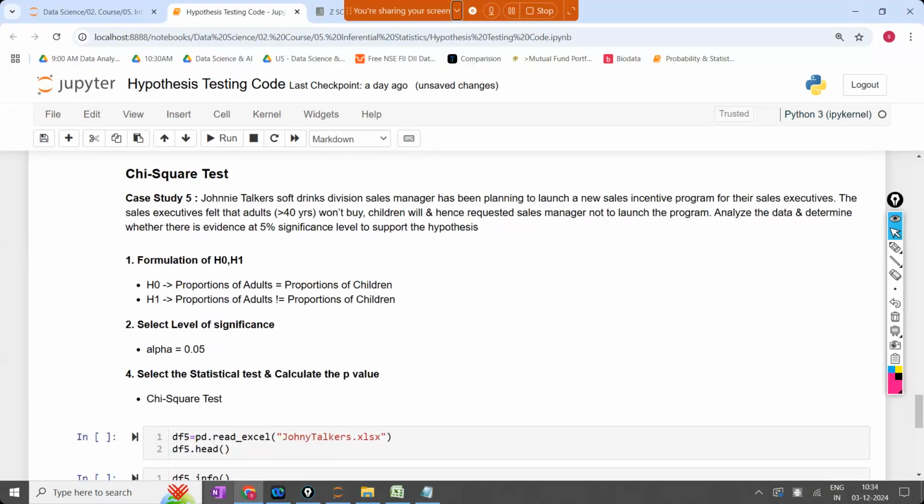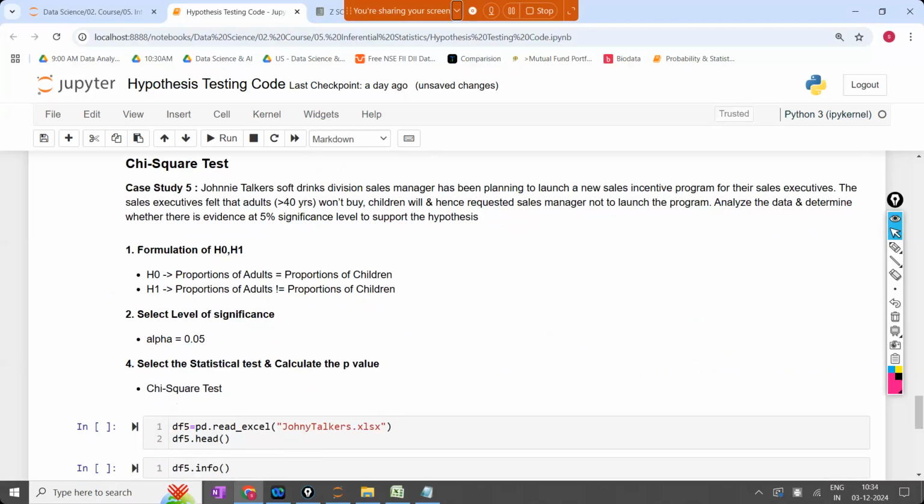Now, the next test is the next case study, which we have in terms of Johnny Walker. Johnny Walker soft drinks division's sales manager is planning to launch a new incentives program. The sales executives felt that, sir, it is adults who are buying this product, children are not buying this product. Hence, they requested the sales manager not to launch the program.